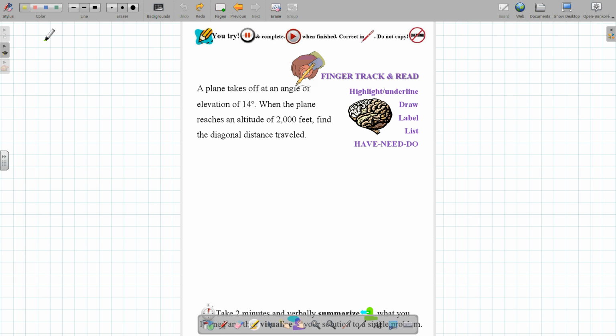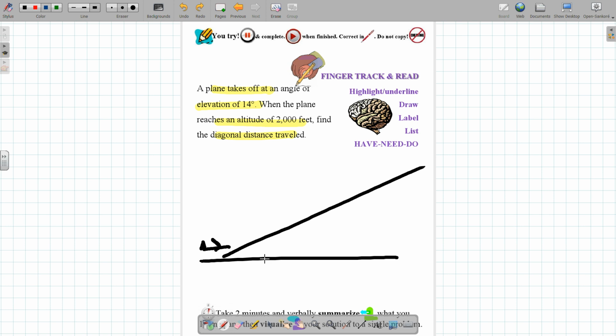All right, welcome back. You have a plane taking off, elevation 14 degrees, altitude of 20,000 feet, diagonal distance, what is it? Our plane takes off at an elevation of 14 degrees. And it reaches an altitude of 2,000 feet, maintaining that degree. It's asking, what is the diagonal distance? There's your x.